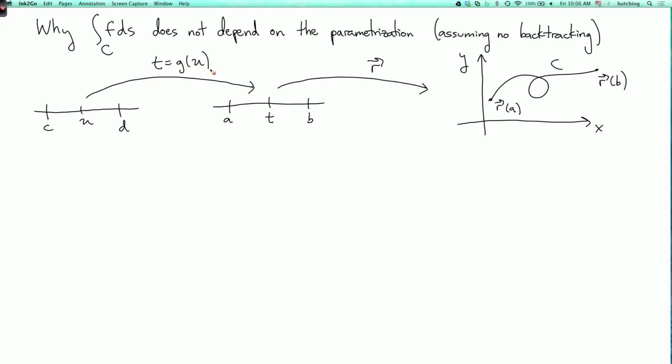There are now two ways to think of this curve. I can think of it as t mapping to r of t, or I can think of it as u mapping to r of g of u, or I'll write this as r of t of u. And I want to show that the integrals with respect to arc length, as defined using these two different parameterizations, are the same.